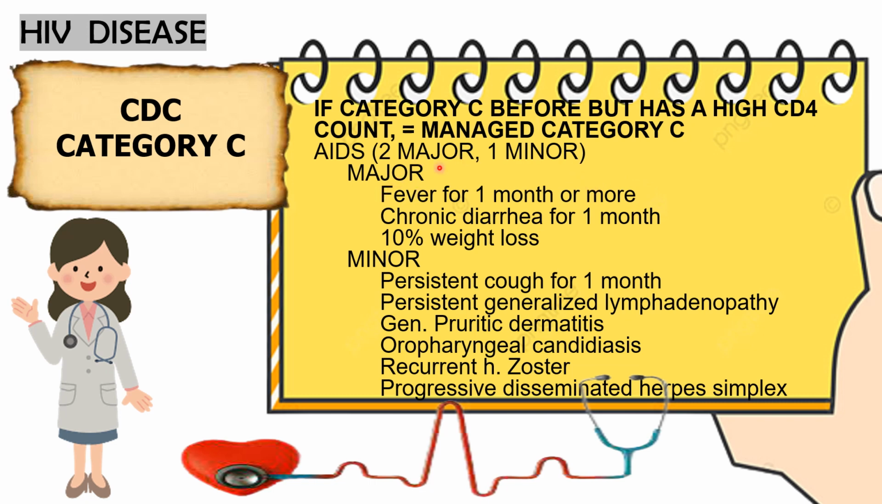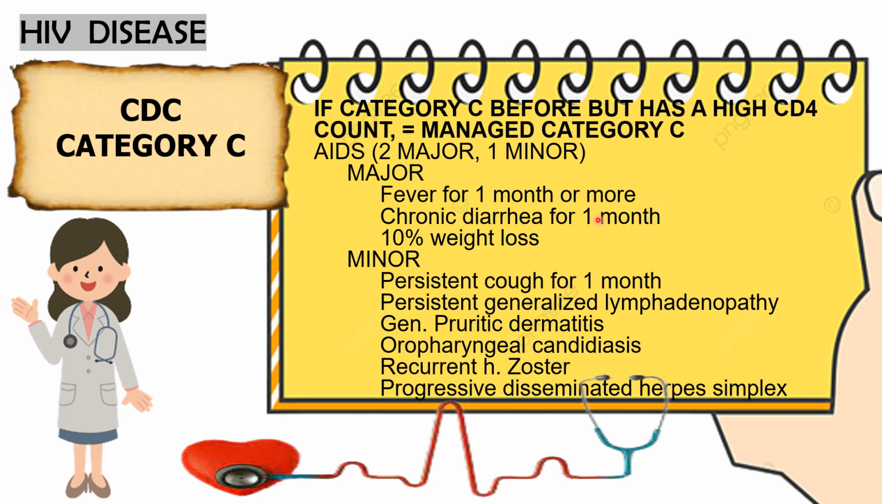So when we say major, these are the major signs and symptoms, such as fever for 1 month or more and chronic diarrhea for 1 month. And there would be 10% weight loss. And there will be presence of one minor sign and symptom. For example, persistent cough for a month, or persistent generalized lymphadenopathy, or generalized pruritic dermatitis, or oropharyngeal candidiasis, or could be recurrent H. zoster and progressive disseminated herpes simplex.